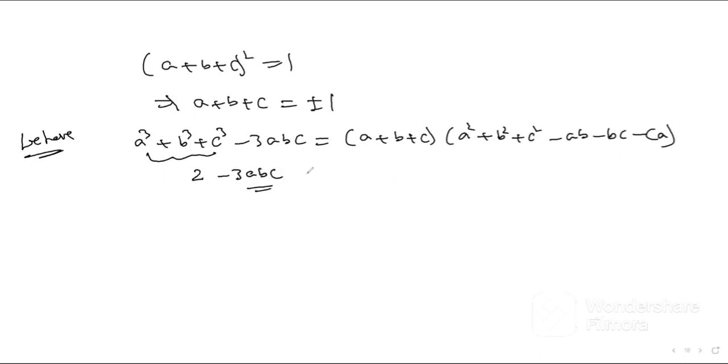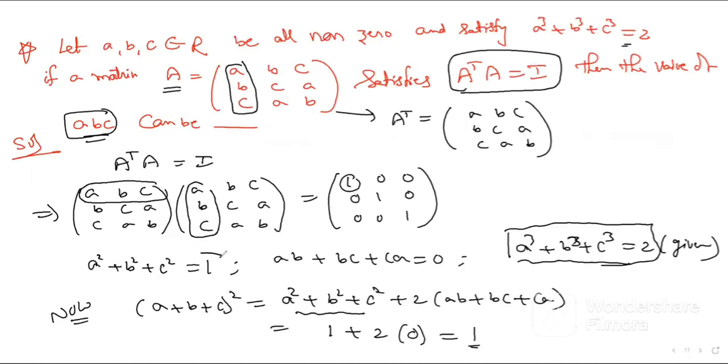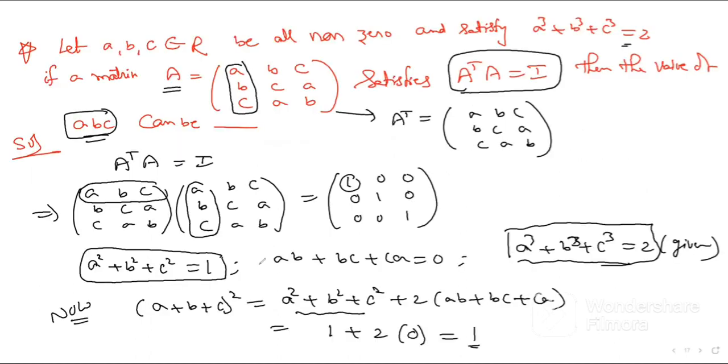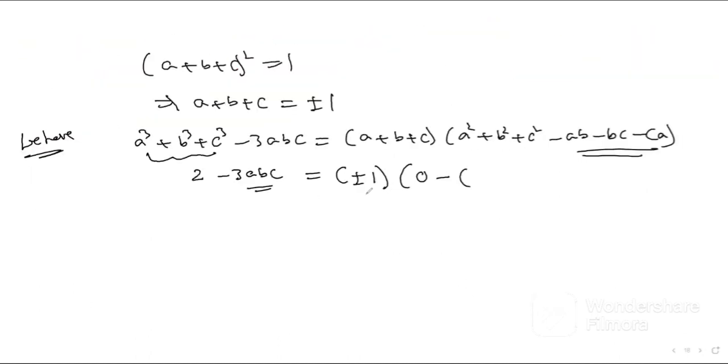The value of A plus B plus C is plus or minus 1. The value of A square plus B square plus C square from the condition is 1, minus AB plus BC plus CA, which is 0. So what do we get here? Plus or minus 1.